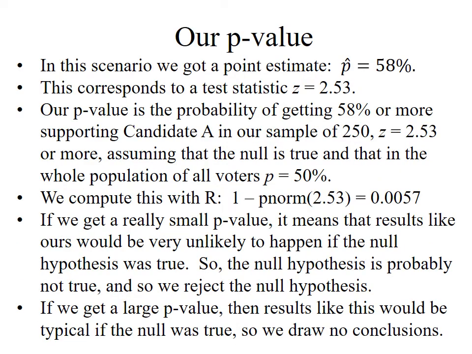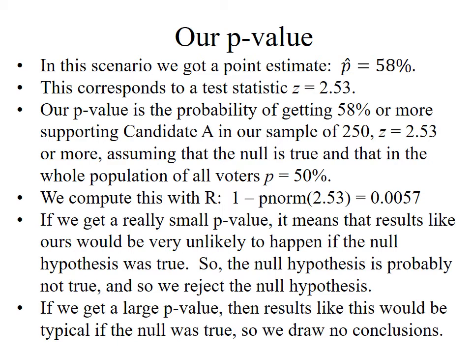All right, so in this specific case, we got a sample estimate of 58%. This corresponded to a test statistic of z equals 2.53. So our p-value would be the probability of getting 58% or more in our sample of 250 supporting candidate A, or in other words, a z-value of 2.53 or more. Again, this assumes that the null is true and that in the whole population of voters, it's the most boring result possible: the race is tied 50-50. We compute this specific number in R as 1 minus pnorm of 2.53. We don't multiply it by 2 because our alternative hypothesis is one-sided.